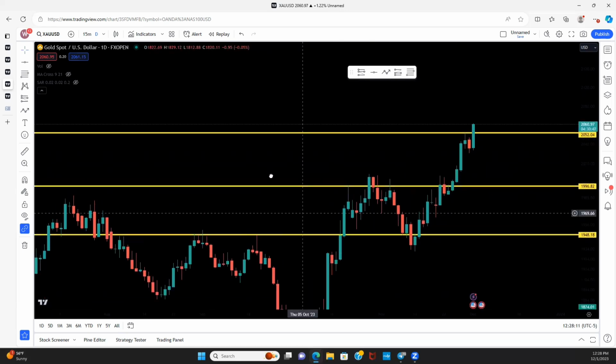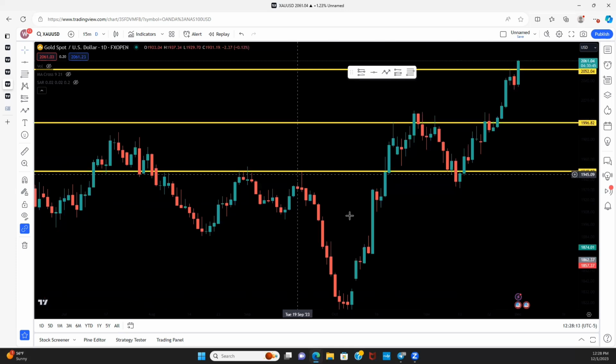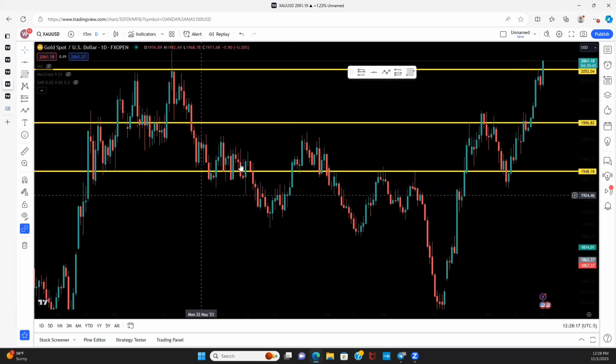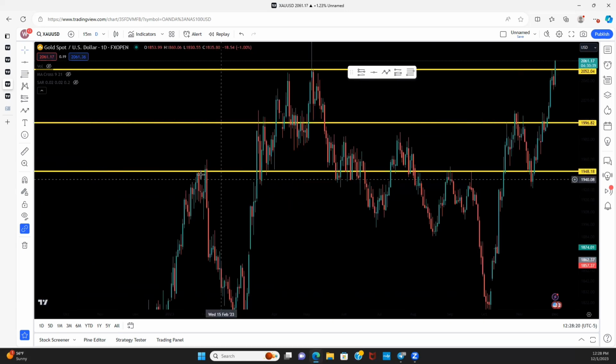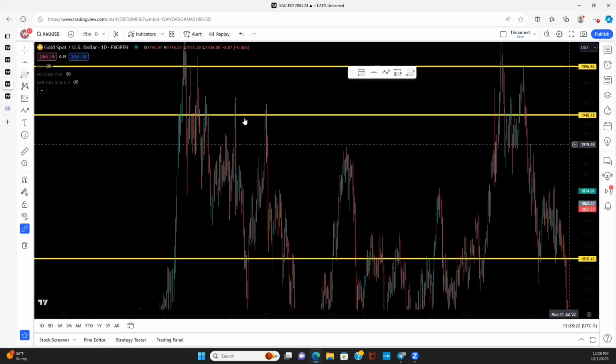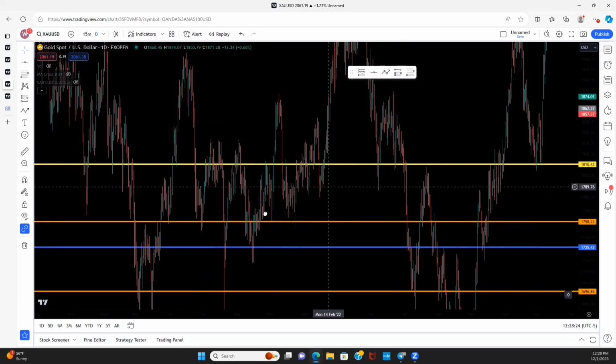And then we look at this level right here, this wick right here. We see here how price is respecting this as a support resistance. We look to the left, we see our price is treating this level as support. We see our price is treating this level as resistance. We see this with all these levels.